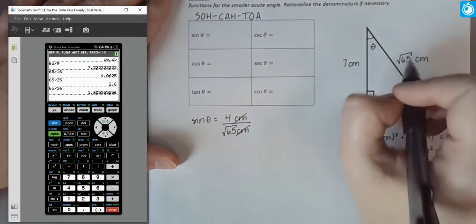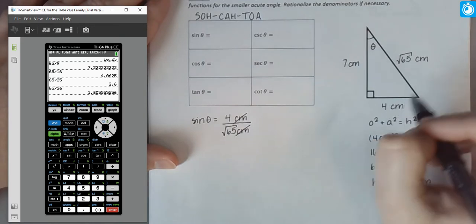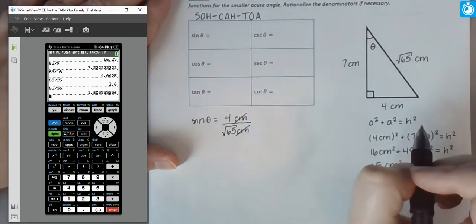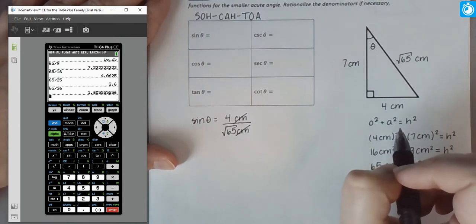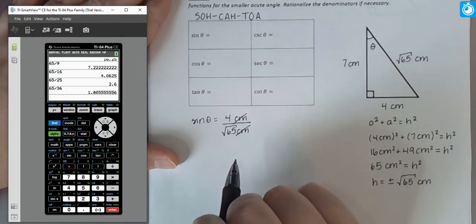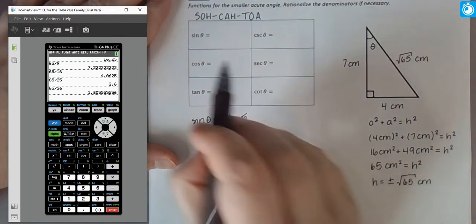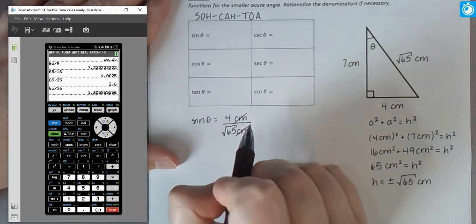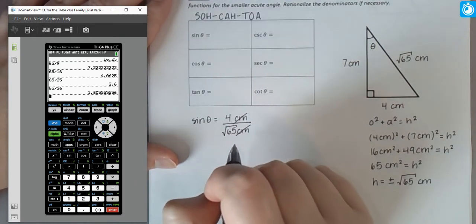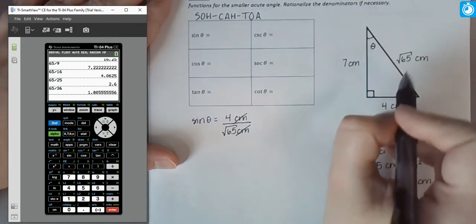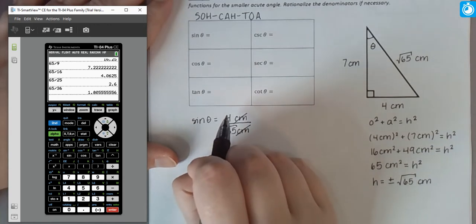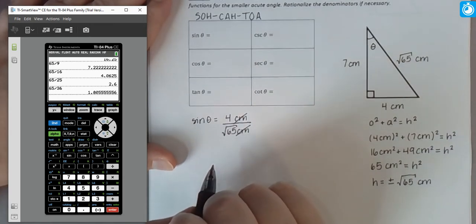So what that also means is that these units at the end of the day are not going to matter. If these were all feet or maybe miles or light years, whatever you wanted them to be, these ratio values would be the same. So units at the end of the day are not going to matter when we're evaluating these different trigonometric ratios. So we're not going to worry about the units from here on out as long as we know all the units are the same for each of the lengths in our triangle. So what we now have is 4 over the square root of 65.